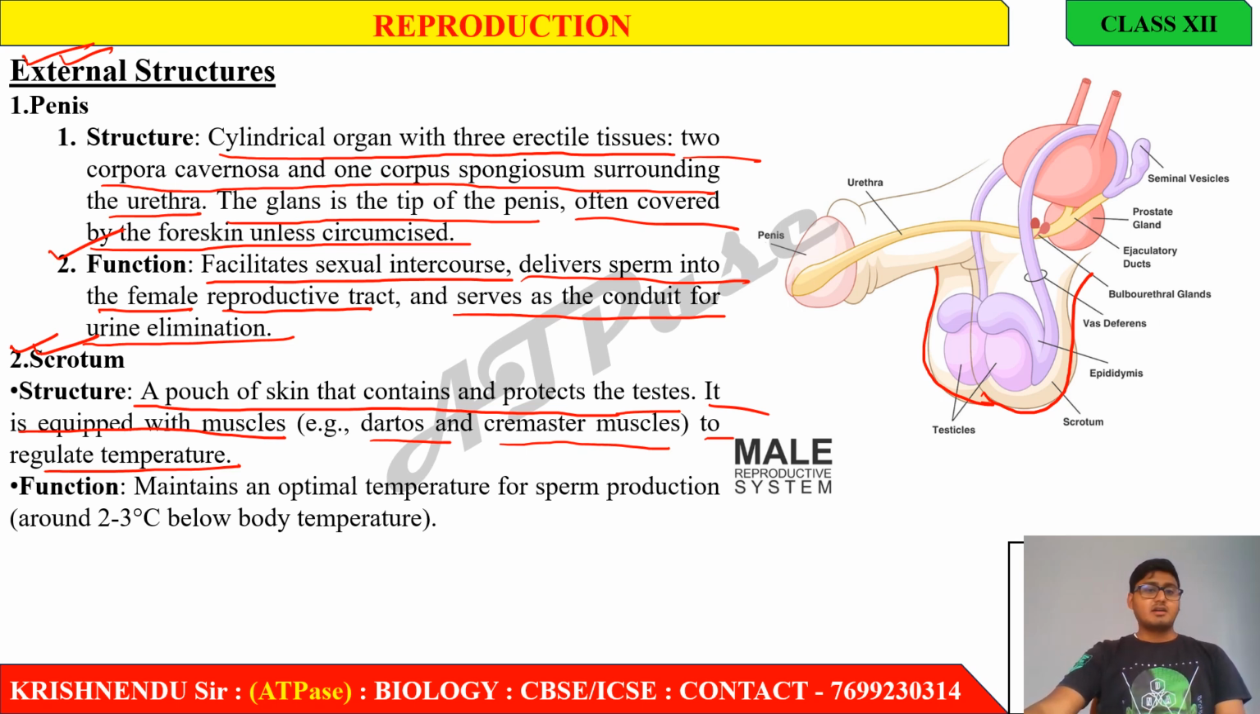And that's why testes are usually present outside the male body. As a result, the temperature is balanced and sperm will form in a proper way. Next, the function of the scrotum: maintain an optimal temperature for sperm production, around 2 to 3 degrees Celsius below body temperature. I hope this slide will be clear to everyone.